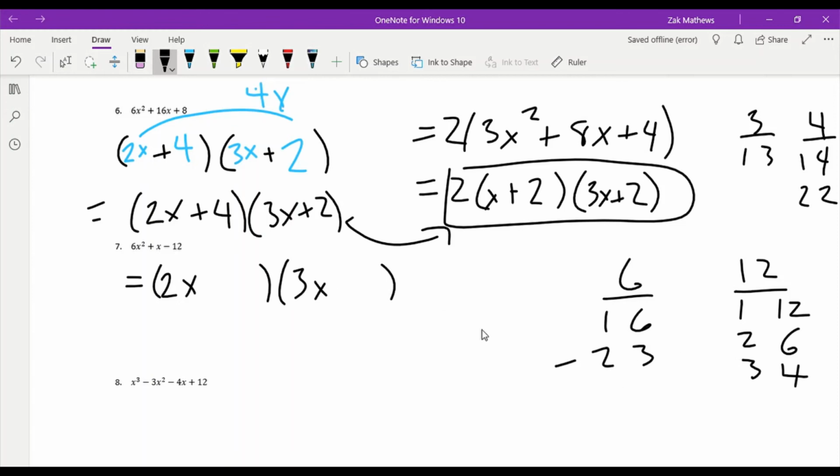Then I'll go on to the 3 and the 4. And let me start using blue just to show that I'm kind of making some guesses and we might have to move some things around. So my outer product would be 8x. My inner product would be 9.